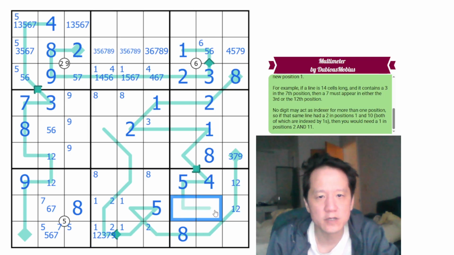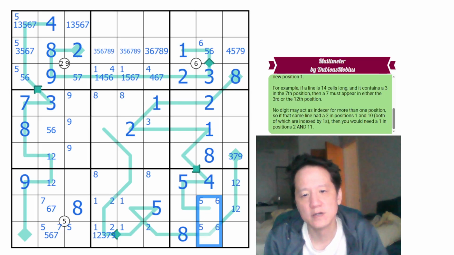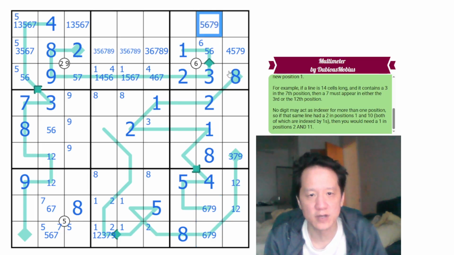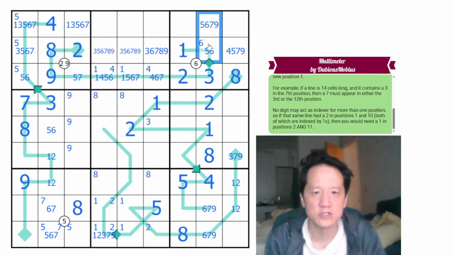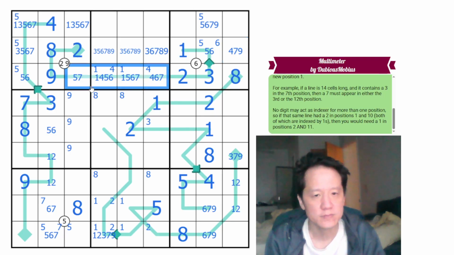Okay, so what are the remaining digits in column 8? They are 5, 6, 7, 9. This can't be 5, though, because of this 5. So this is 6, 7, 9. And this is 5, 6, 7, 9. So 5 has to be one of these 2 digits, which means there cannot be a 5 in the rest of the box. This is 4, 7, or 9.